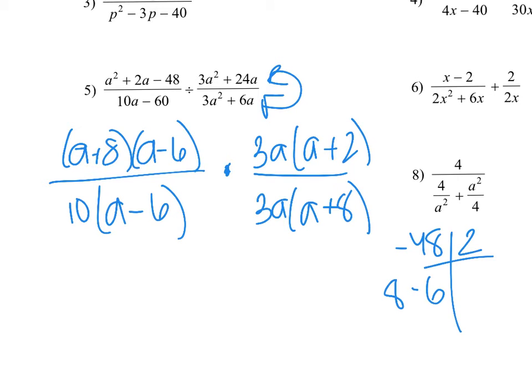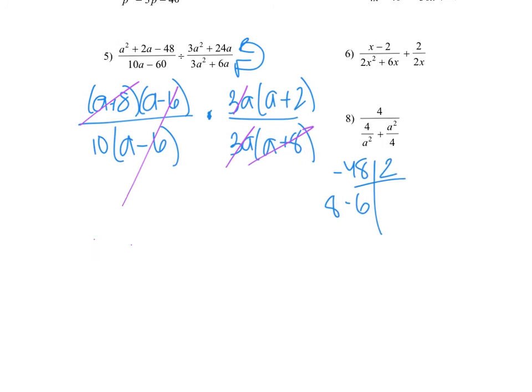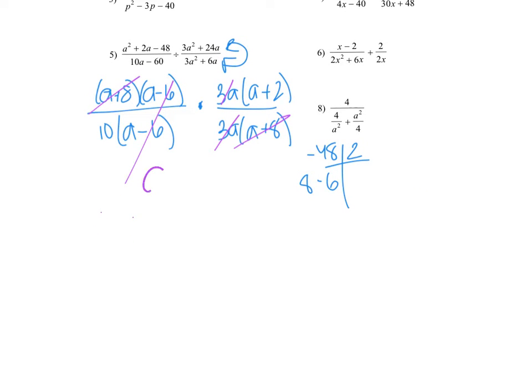Yeah, okay. So then we're going to go ahead and cancel things. You can cancel vertically and you can cancel diagonally, but you can't cancel horizontally. We multiply horizontally. So I'm going to cancel my a minus 6, the 3 a's, and then the a plus 8 and the a plus 8. So when I multiply horizontally, I'm left with a plus 2 over 10.